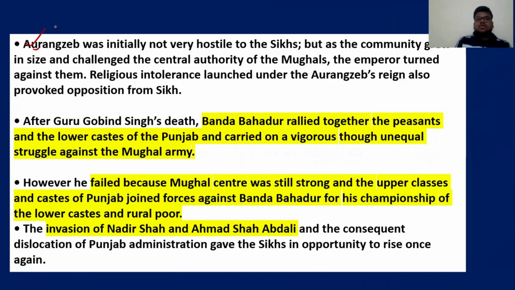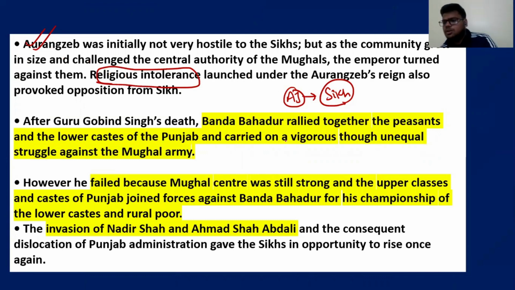Okay, so Aurangzeb was not initially hostile to the Sikhs, but later on, what happened? The religious intolerance led by Aurangzeb, for example not respecting other religions, and so many things that he did, such as destruction of temples and gurudwaras, made the Sikhs oppose him, a lot of opposition from the Sikhs.